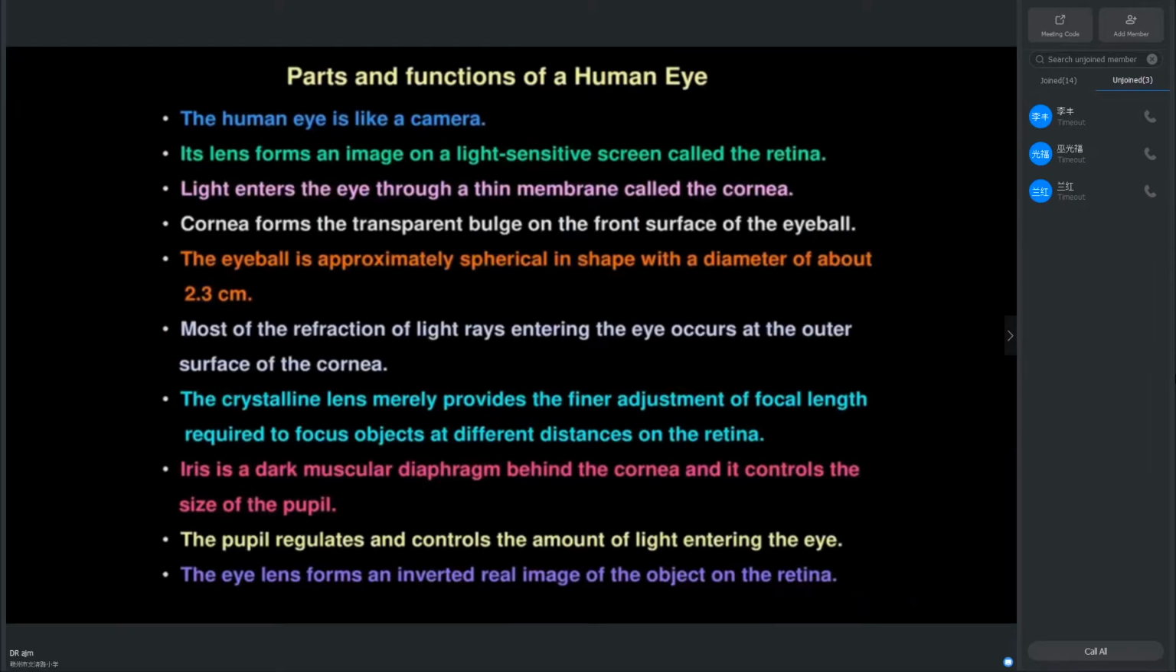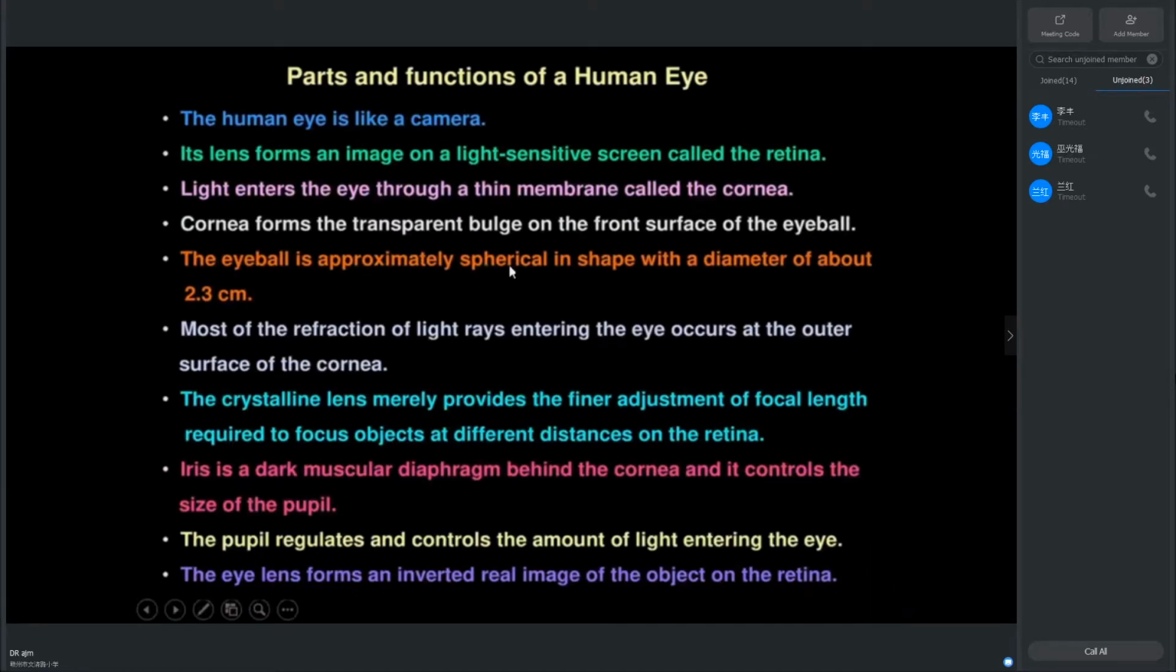We can say the human eye is something like a camera, due to its functionality. The lens forms an image on the light sensitive screen, which we call the retina. Light enters the eye through the thin membrane, which we call the cornea, and the cornea forms the transparent bulge on the front surface of our eyeball.